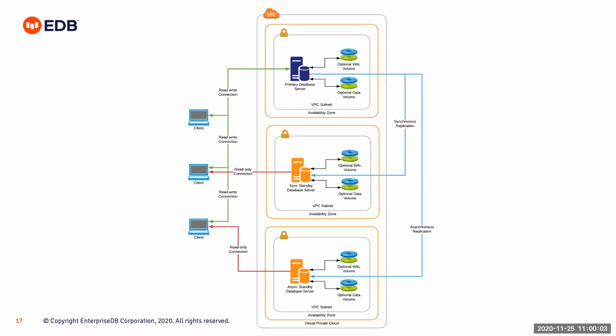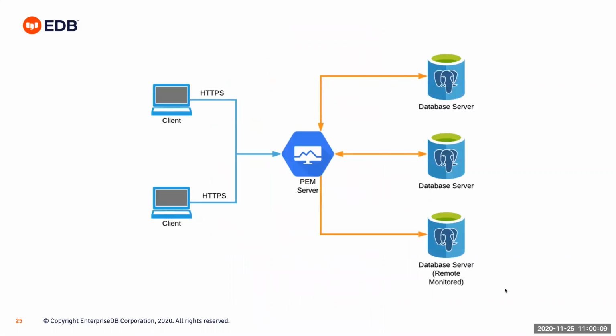Let's see. Here we are again. Could you please repeat that? I'm sorry. Yeah, of course. If I got you correctly, the DB servers send data to the PEM server and PEM server gets metrics from the remote monitored server. Are these metrics gathered from the remote monitored server used as a reference, or what is the purpose of that?